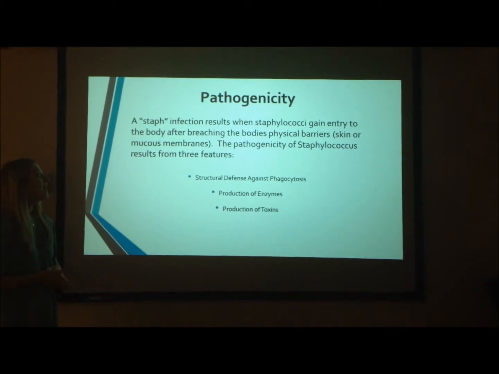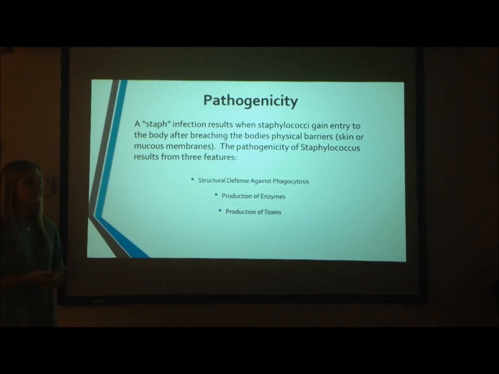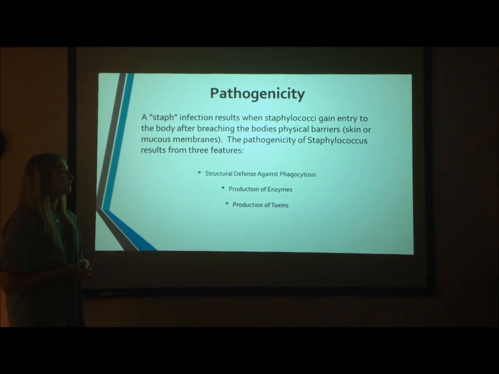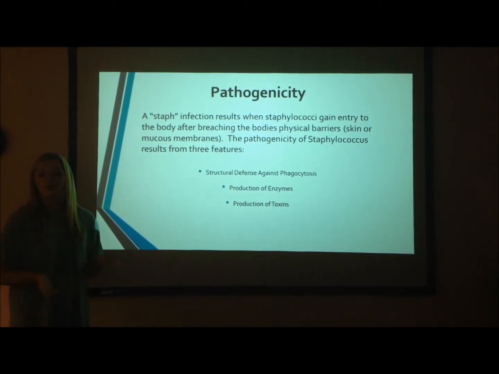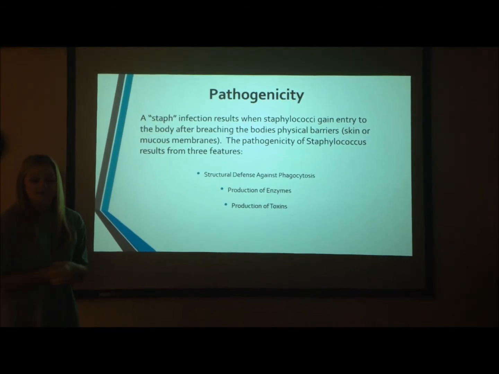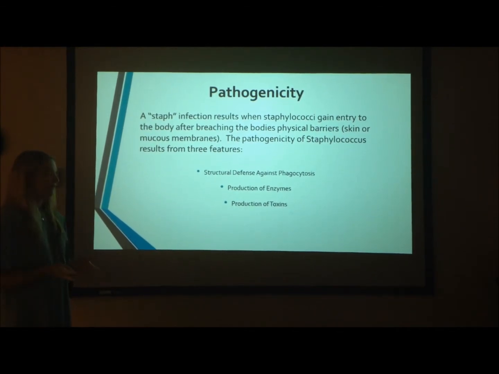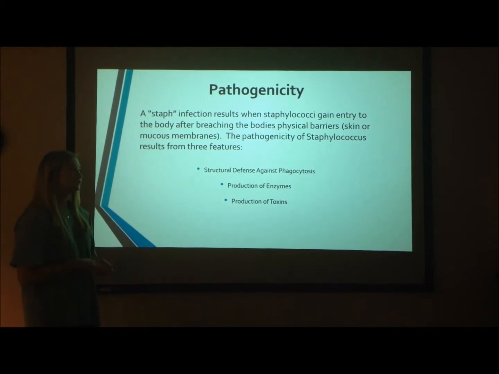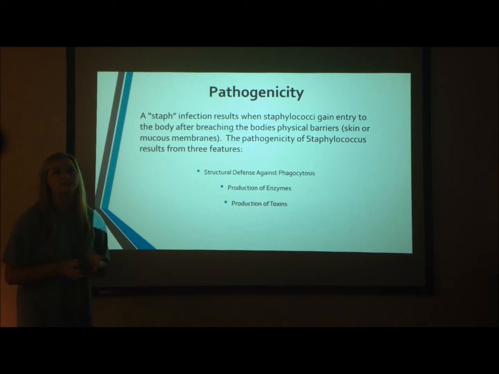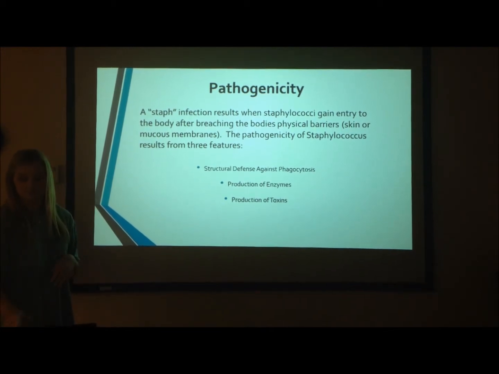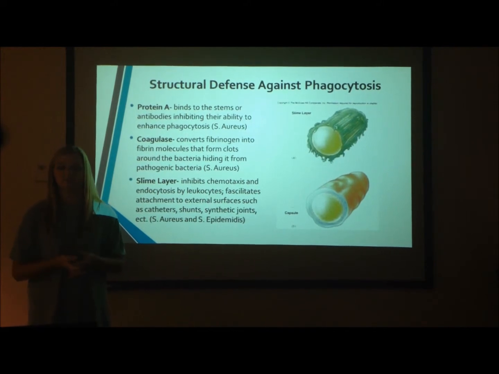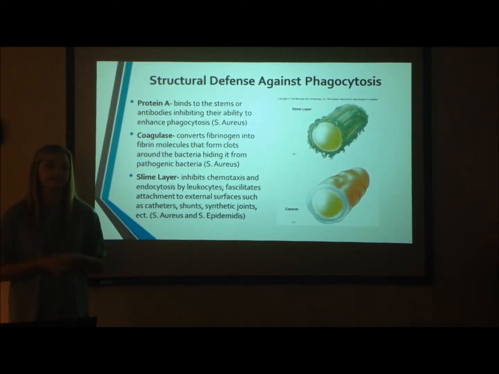Pathogenicity. A staph infection, as we commonly call it, results when staphylococci gain entry to the body after breaching the body's physical barriers, which would be like our skin or our mucous membranes. The pathogenicity of Staphylococcus results from three features. They have structural defense against phagocytosis, they produce enzymes, and they produce toxins. We're going to talk about each of those in detail, beginning with the structural defense against phagocytosis.